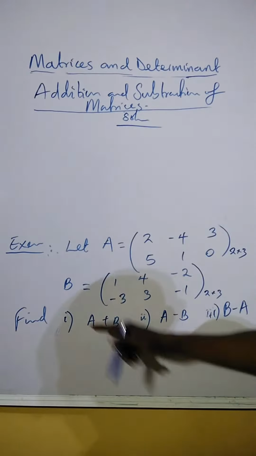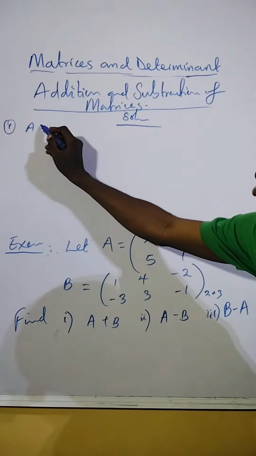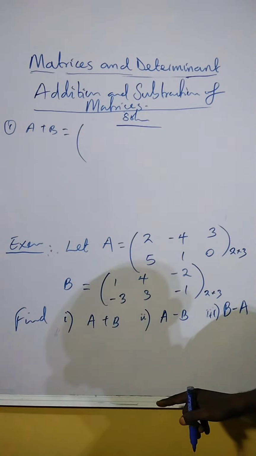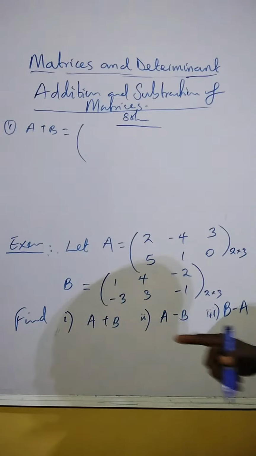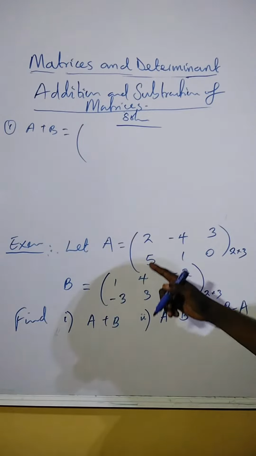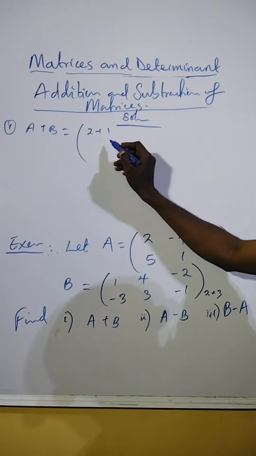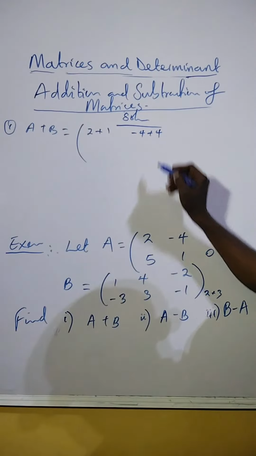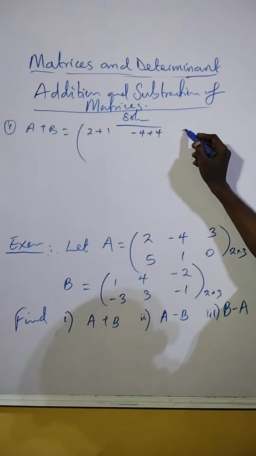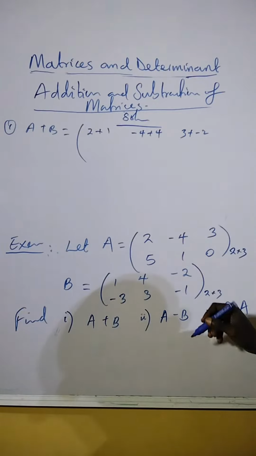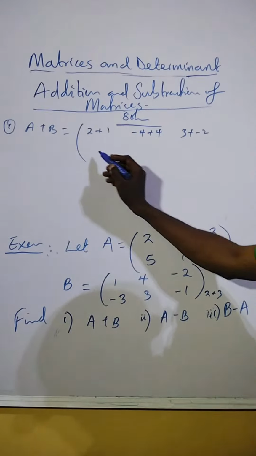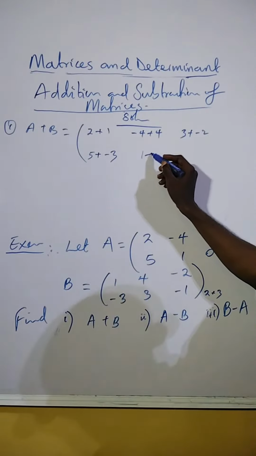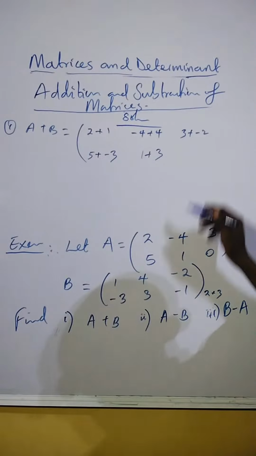So the first one, A plus B, that we are finding, will be equal to the elements in A plus the elements in B, adding the corresponding elements. That means we have 2 plus 1, then minus 4 plus 4, then 3 plus minus 2, then also 5 plus minus 3, then 1 plus 3, 0 plus minus 1.